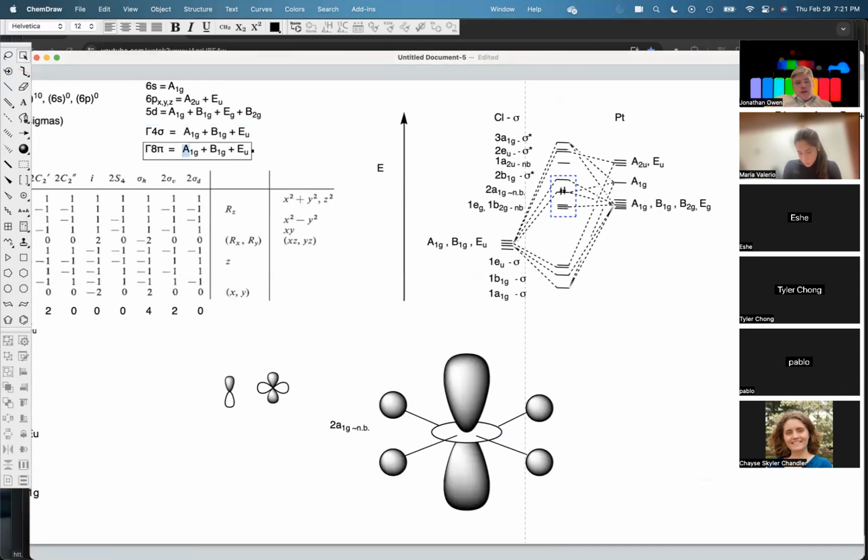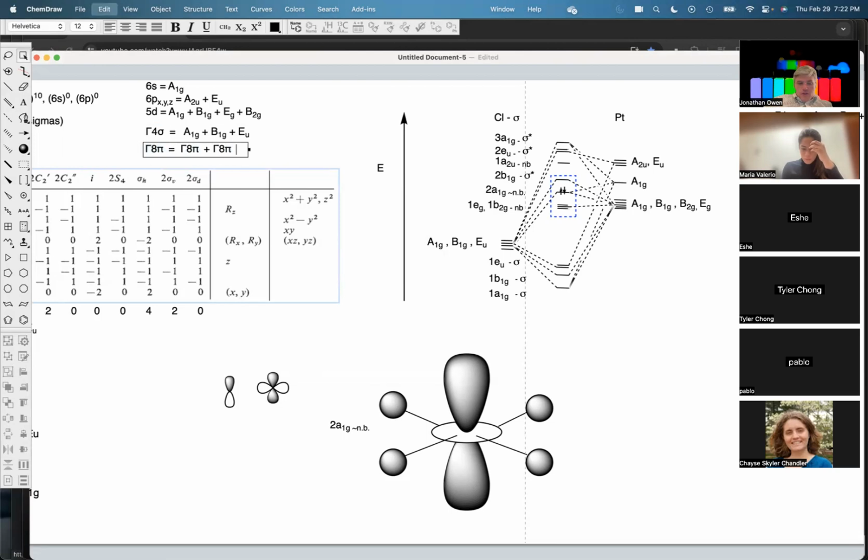Okay, and how do we do that? Do we just not care about the p orbitals? No, we do care about the p orbitals, but one way you can think about this, well, let's solve for the 8 ligand pi for now.